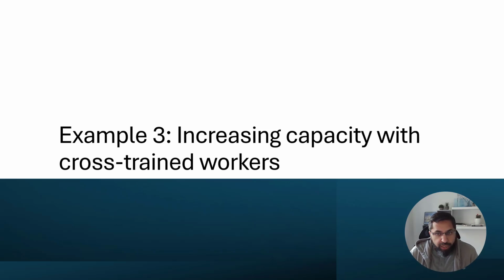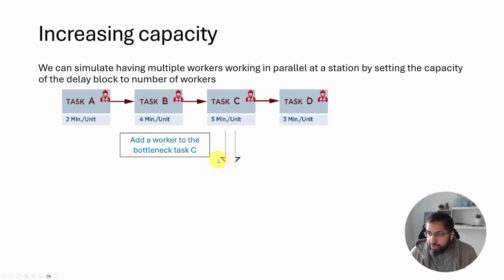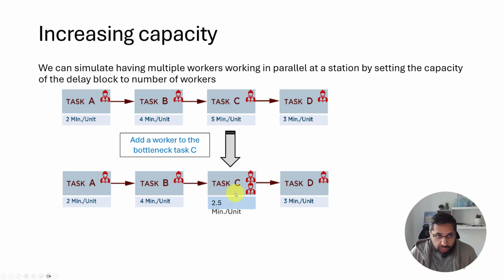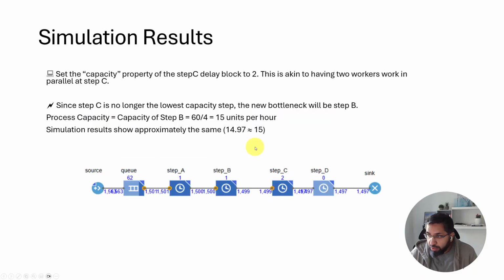Okay, we are going to look at a more complex example in which we're going to do what we did before. We're going to use the same process, but instead of just simply adding a worker to task C, which we saw was not very effective because task B is almost a bottleneck. Task C is the bottleneck, but task B is not far behind. So as soon as you add a lot of capacity to task C, double its capacity, task B becomes a bottleneck and doesn't give you a lot of gain. So you go from 12 units per hour to 15 units per hour. That's not a huge amount of gain in capacity.